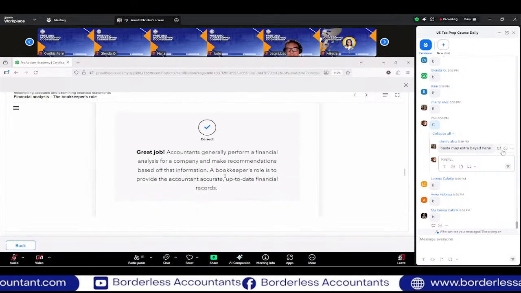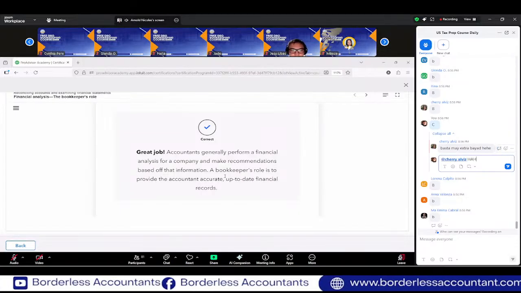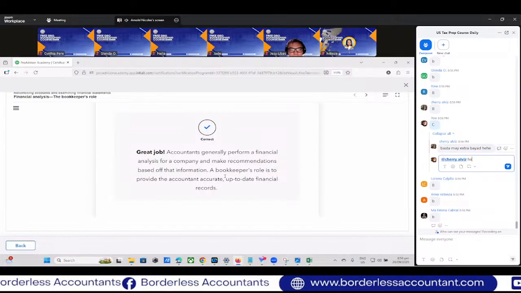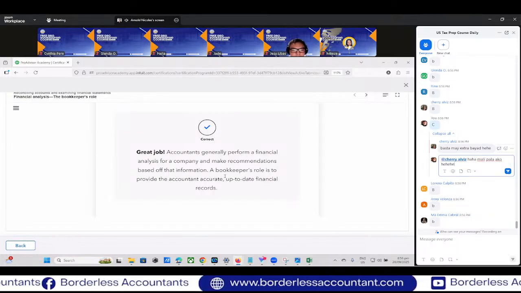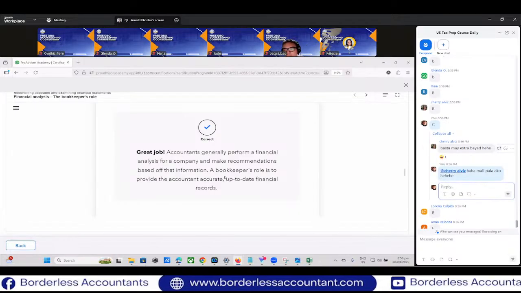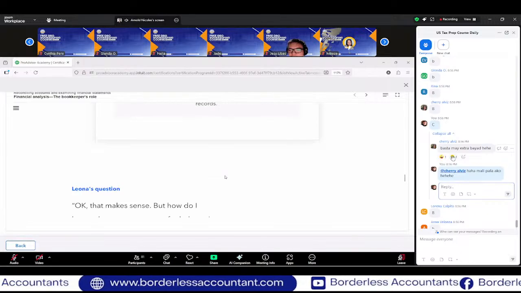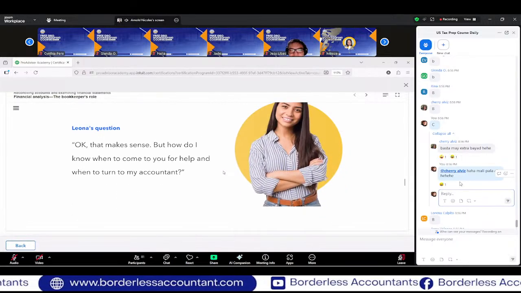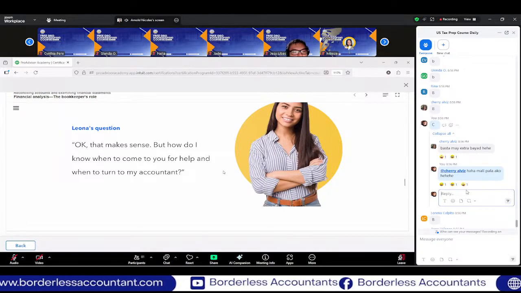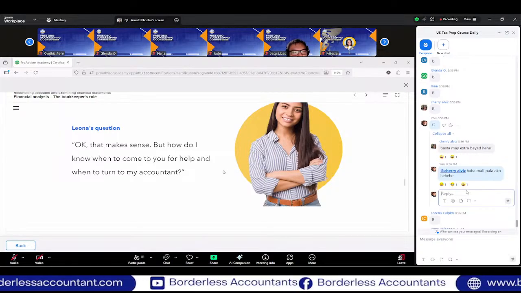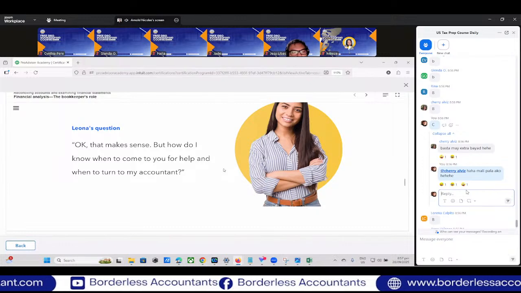Great job. Accountants generally perform a financial analysis for a company and make recommendations based on that information. A bookkeeper's role is to provide the accountant accurate, up-to-date financial records. Leona's question again: Okay, that makes sense. But how do I know when to come to you for help and when to turn to my accountant?